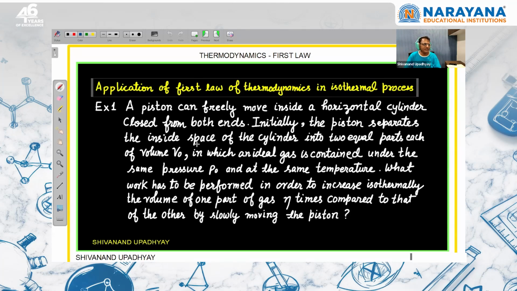Initially the piston separates the inside space of the cylinder into two equal parts, each of volume V naught, in which an ideal gas is connected under the same pressure P naught and at the same temperature. What work has to be performed in order to increase isothermally the volume of one part of the gas eta times compared to the volume of the other by slowly moving the piston? So it is isothermal reversible process. Slowly moving means isothermal reversible process.